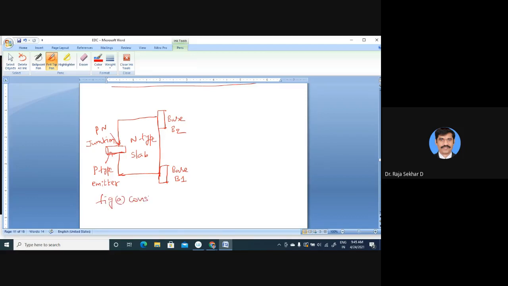This is the construction of UJT. An N-type silicon material base slab is there, and for this a P-type emitter is added here. There are two bases, base 2 and base 1. Now see the circuit diagram, the circuit symbol of UJT.